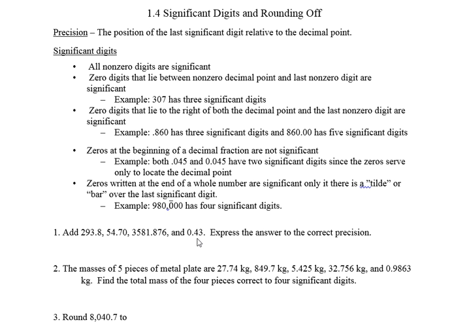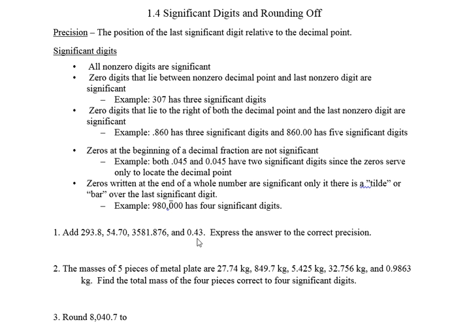So we're going to go ahead and add these together. So just use your calculator. Not practicing adding by hand. So 293.8 plus 54.70 plus 3581.876 plus 0.43. Now before we actually look at the answer, let's look at the individual numbers.